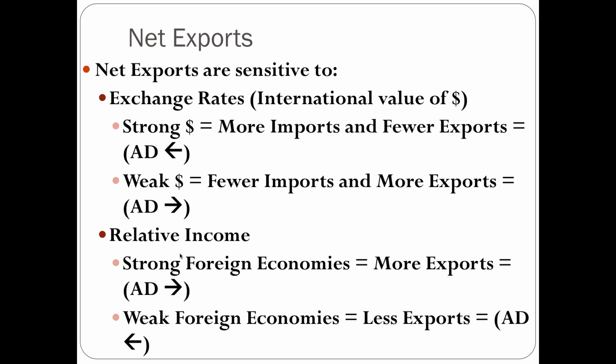Now for scenario 3, let's say China, India, and other foreign countries are doing very well economically. That affects net exports. Net exports are going to go up, which means aggregate demand is going to go up.